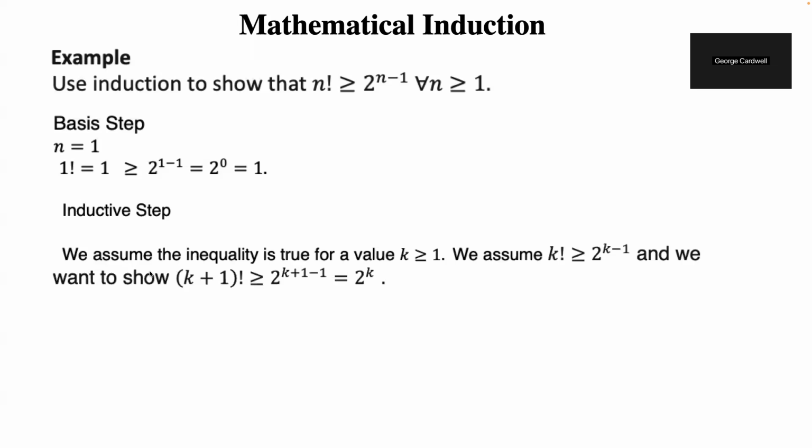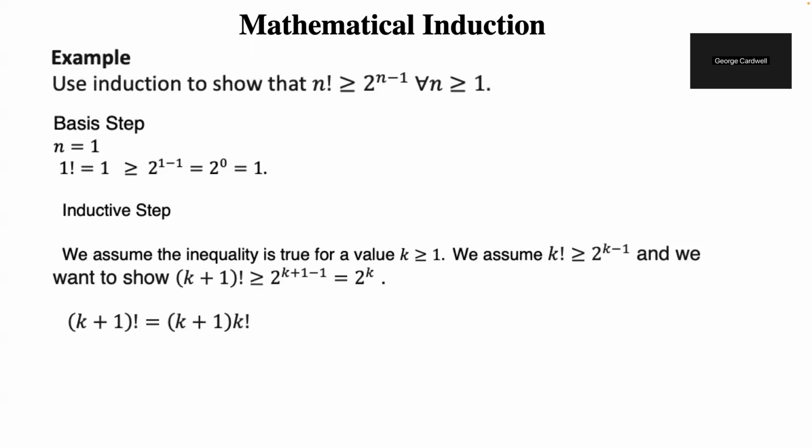The inductive step says, okay, we're going to assume the inequality is true for a value k greater than or equal to 1. We assume k factorial is greater than or equal to 2 to the k minus 1. And we want to show that k plus 1 factorial is greater than or equal to 2 to the k plus 1 minus 1. And you note k plus 1 minus 1 is just k. So we want to show that k plus 1 factorial is greater than or equal to 2 to the k.